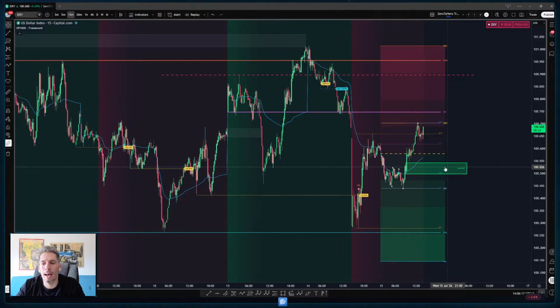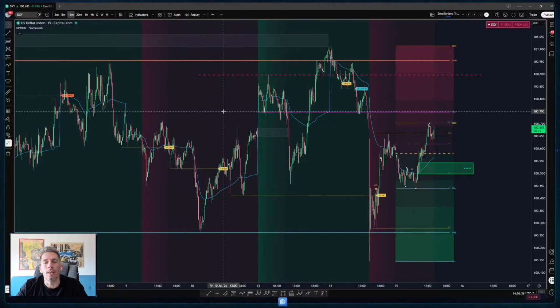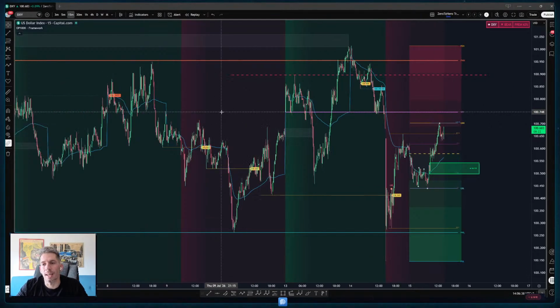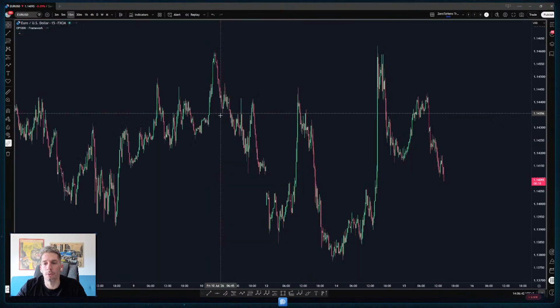So you can see we have the order block down here, and for people that don't know what an order block is, it's more just a supply or a demand zone that you can use for potential entries. And just because dollar index is in range, it's hard to get a great bias on other pairs for today, but let's see what we have.